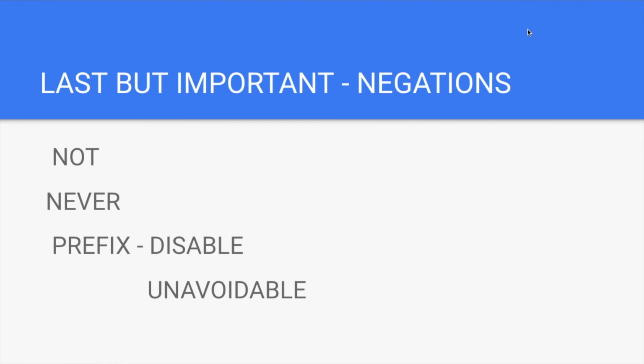There are a bunch of negation words that you need to understand and get clarified before sitting in the IELTS exam. The first negation word is not. The second negation word is never. The third is that they will add a prefix, for example, disable, unavoidable. So it is an unavoidable situation, I have to travel by air, which means that since they say unavoidable very clearly, it is not the answer.